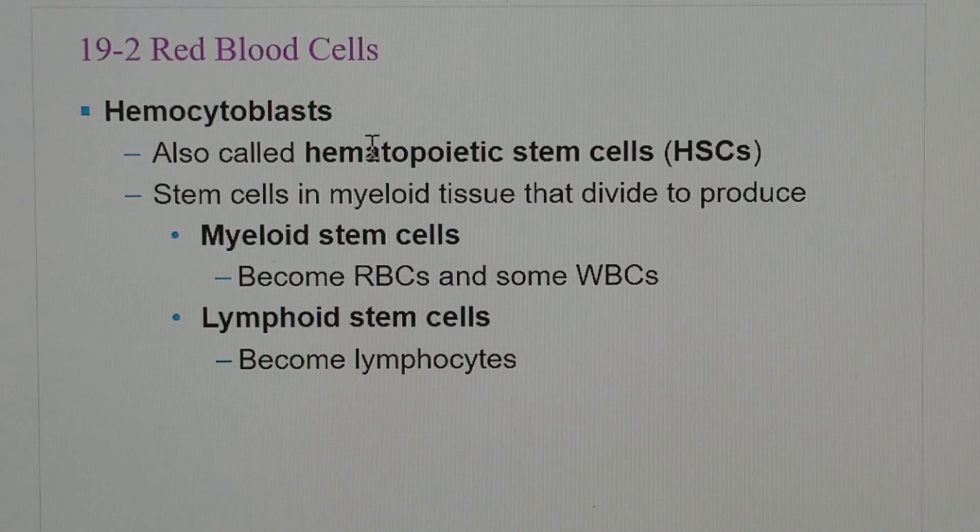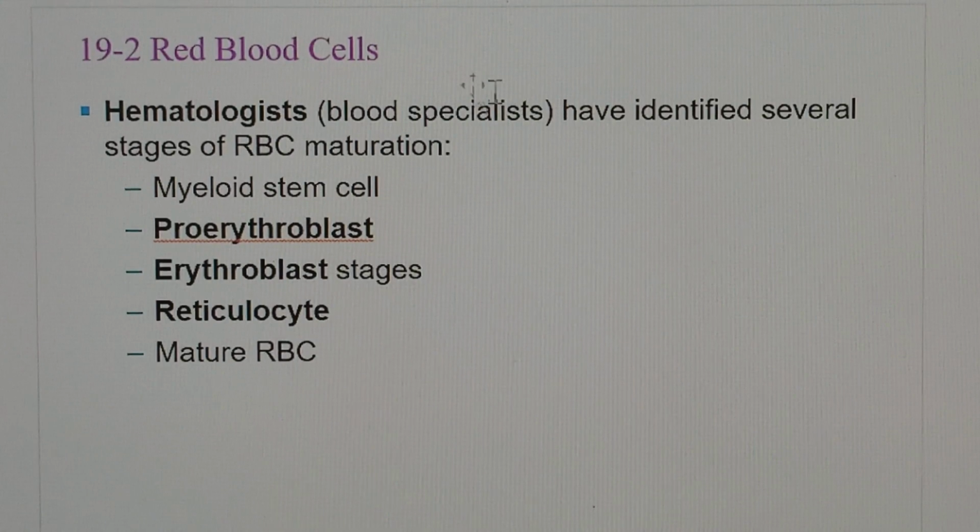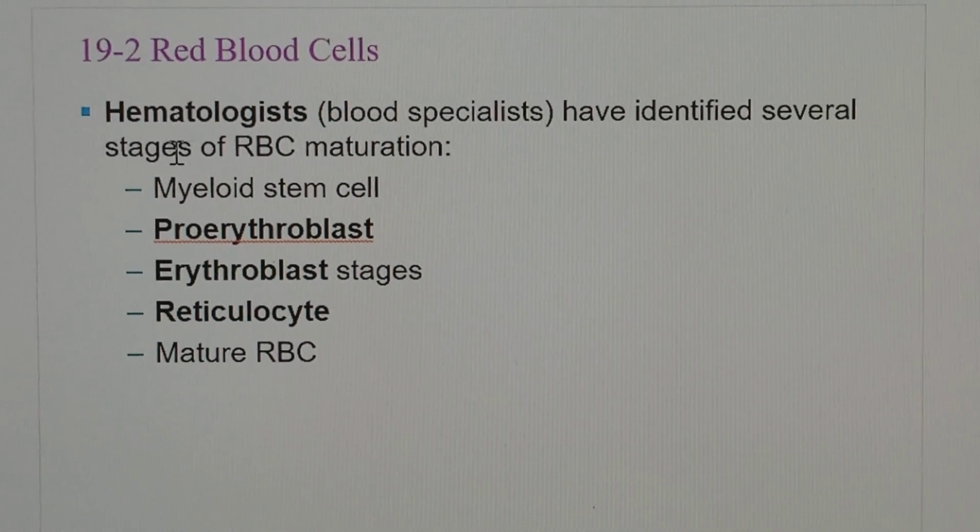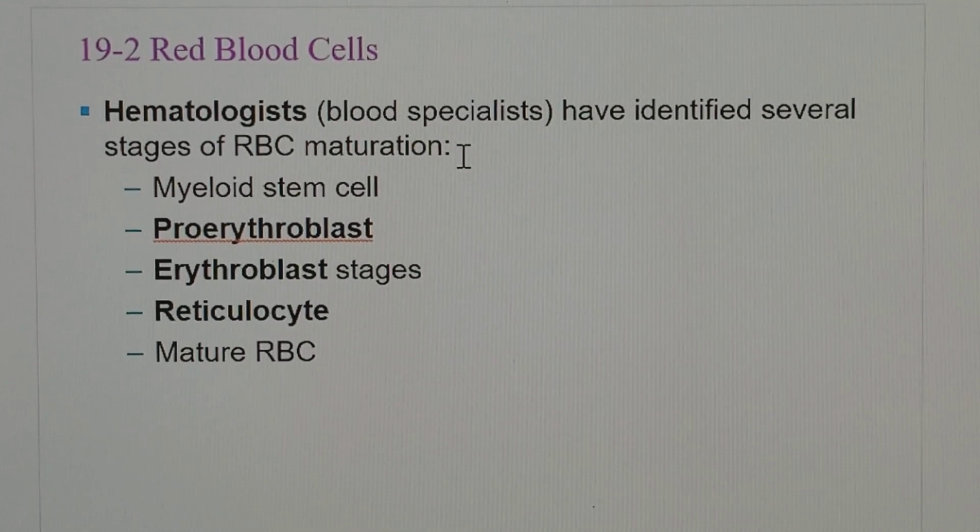Hemocytoblasts, also called hematopoietic stem cells, in the myeloid tissue divide to produce myeloid stem cells, which become red blood cells and some white blood cells, and lymphoid stem cells, which become lymphocytes. Hematologists, or blood specialists, have identified several stages of red blood cell maturation: myeloid stem cell to proerythroblast to erythroblast stages to reticulocytes to mature red blood cells.